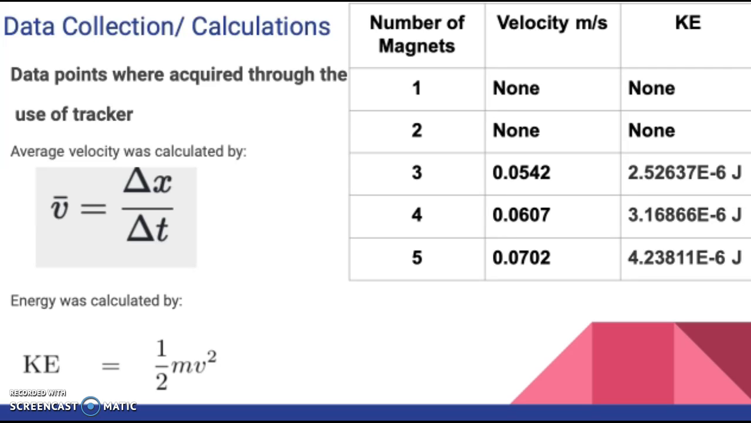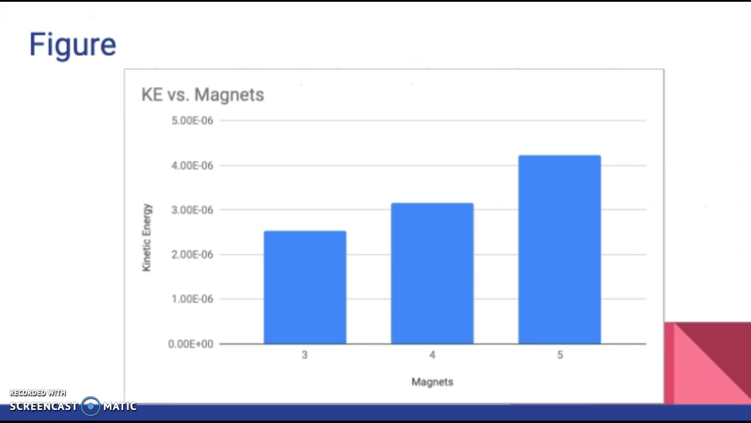We took their average position and divided it by the change in time to find the velocity for each number of magnets, and then in order to find the kinetic energy, we simply squared whatever velocity values we got, multiplied it by the mass of the copper coil and divided it by 2. Based on the data we just collected, it can be said that the increased amount of magnets will also have the increased amount of kinetic energy in the system.